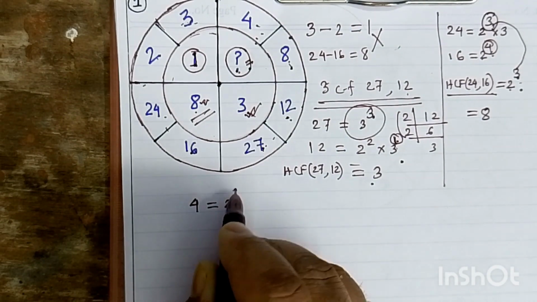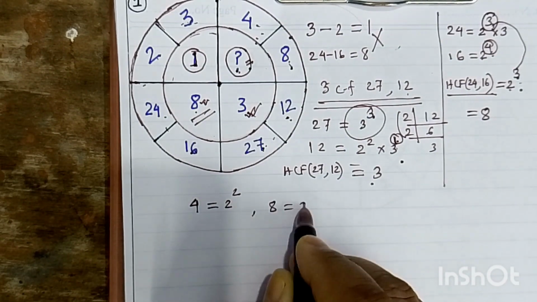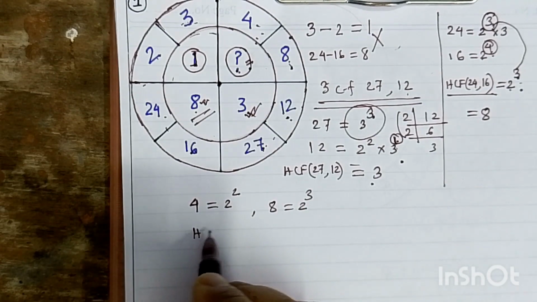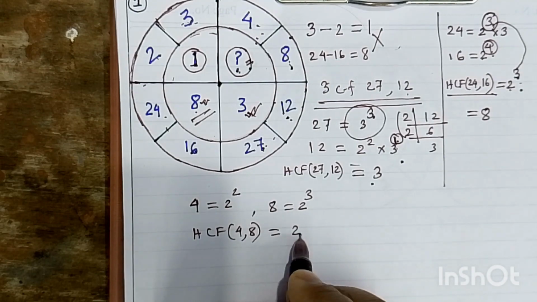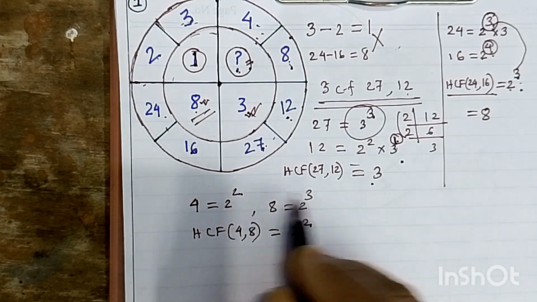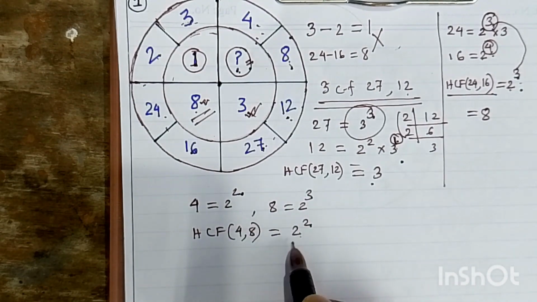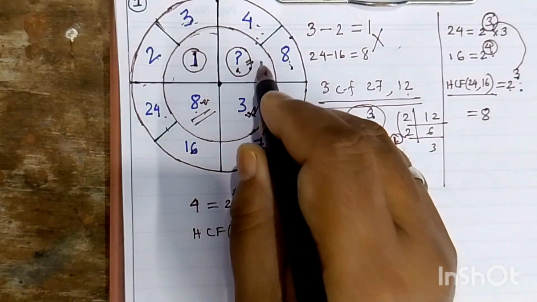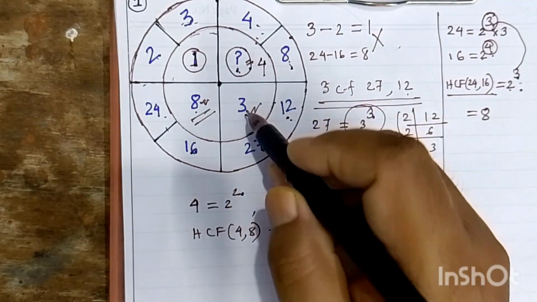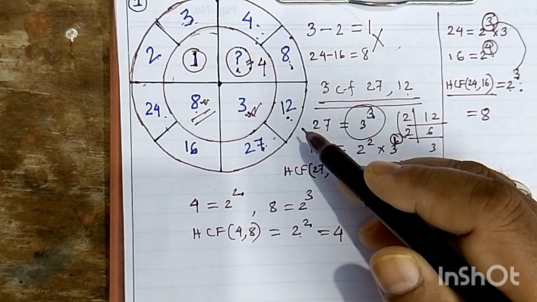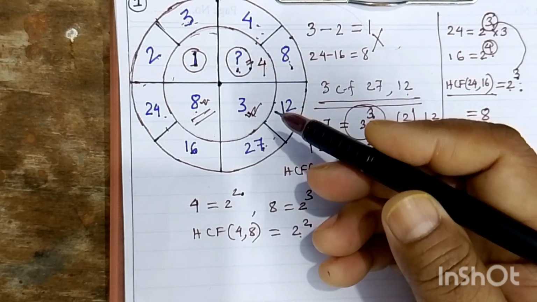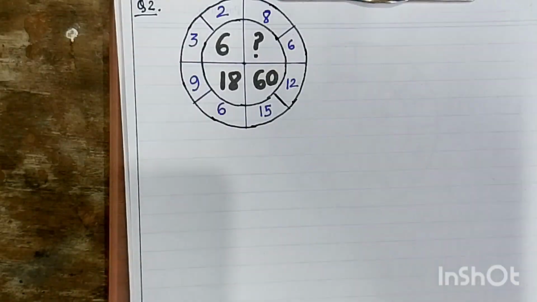4 is equal to 2 squared and 8 is equal to 2 cube. So HCF of 4 and 8 is 2 square, the lowest power. Out of 2 and 3, the lowest power is 2. So 2 square is equal to 4. So the missing number is 4. So students, we try to understand the structure and then find the pattern, and we get the answer. So we come to the next question.